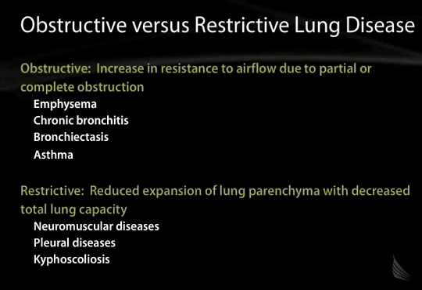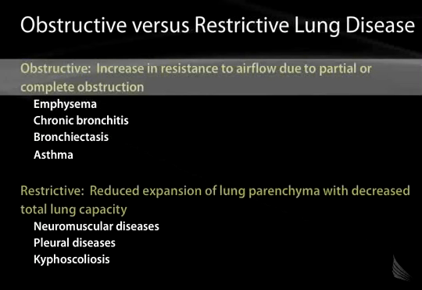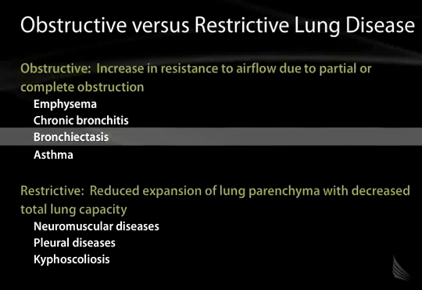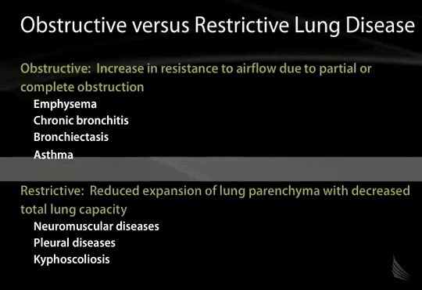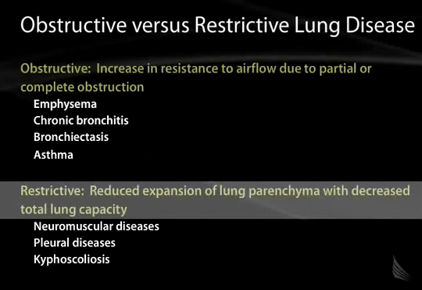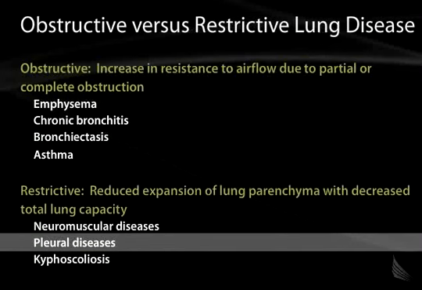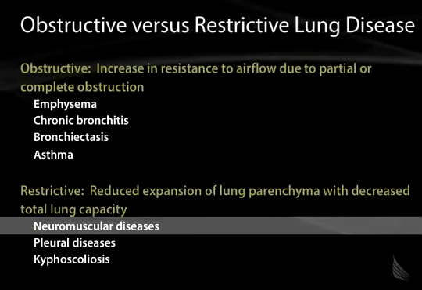Obstructive diseases versus restrictive diseases. Obstructive diseases cause an increase in resistance to airflow due to partial or complete obstruction. The patient has no problem breathing in, but they have a problem with blowing out. Diseases that are obstructive include emphysema, chronic bronchitis, bronchiectasis, and asthma. Restrictive diseases are characterized by reduced expansion of the lung parenchyma with a decreased total lung capacity. These diseases consist of kyphoscoliosis, pleural diseases, IPF, or neuromuscular diseases.